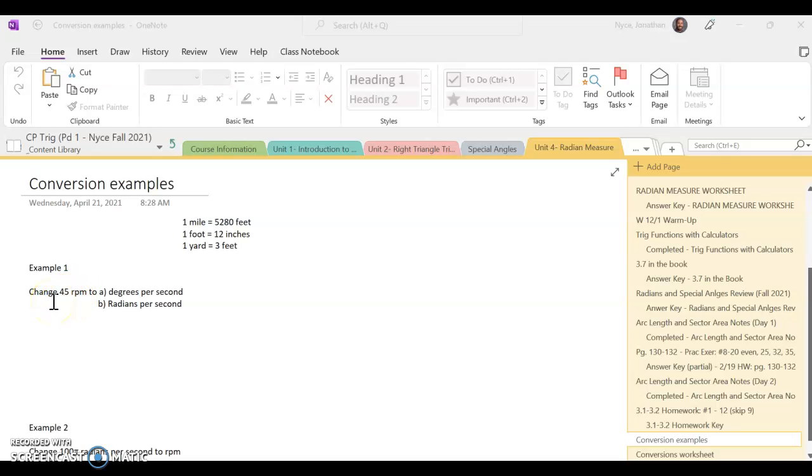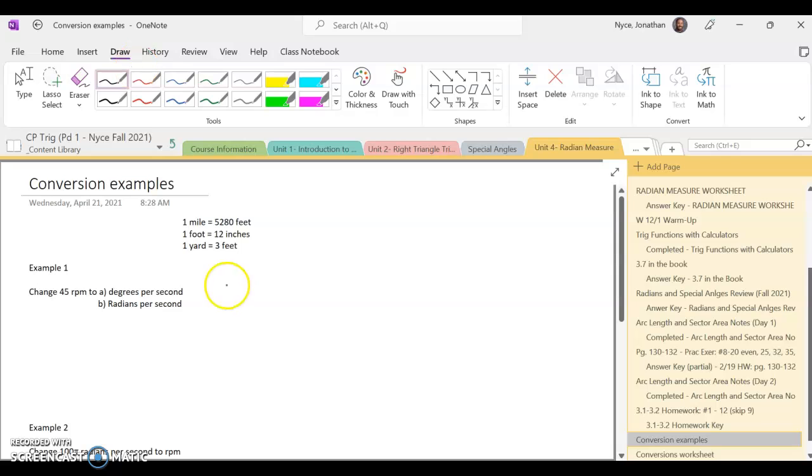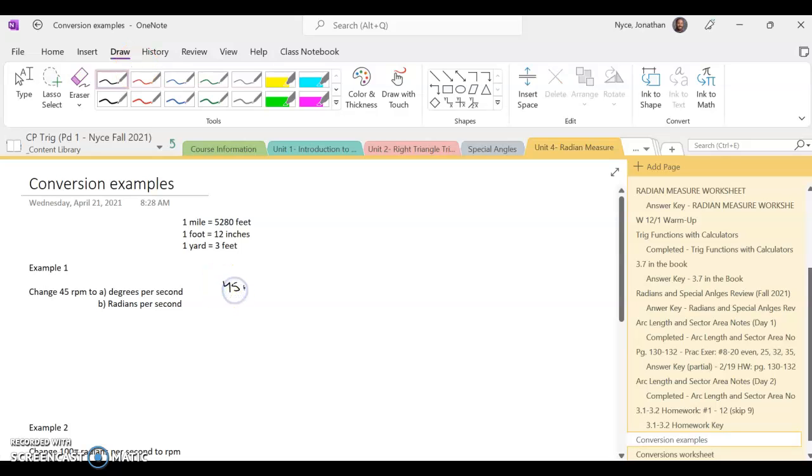The first thing we're going to do is change 45 revolutions per minute into degrees per second. We're going to set this up as 45, and I'm going to encourage you to make this a fraction: 45 revolutions per 1 minute. The key with these conversions is to multiply by 1, because mathematically we're always allowed to multiply by 1 and it doesn't change anything. But the 1 we're going to be multiplying by is going to be these equivalences.